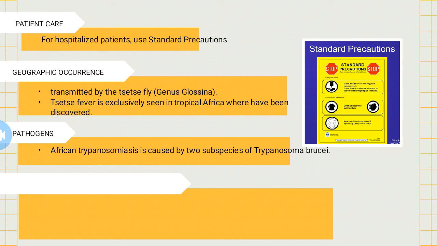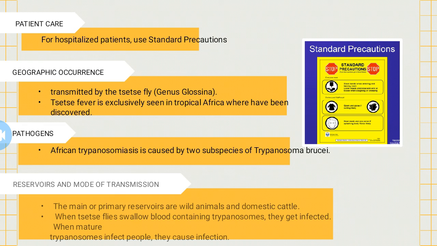The pathogens found in this disease: African trypanosomiasis is caused by two subspecies of Trypanosoma brucei. The receiver and mode of transmission are the following. First, the primary receivers are wild animals and domestic cattle. Also, when tsetse flies swallow blood containing trypanosomes, they get infected, and when mature trypanosomes infect people, they cause this kind of infection.